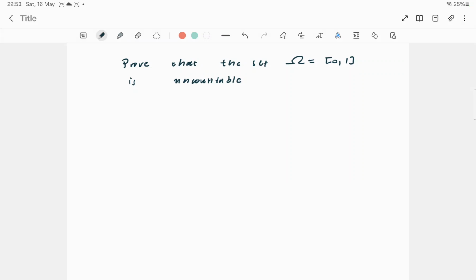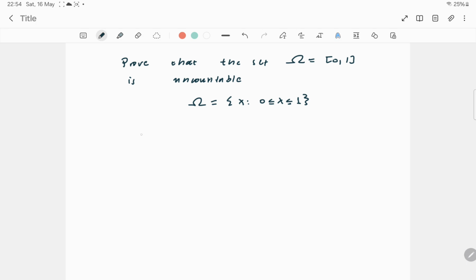This is a nice exercise in analysis. The task is the following. Prove that the set omega, which is the closed interval [0, 1], is uncountable. So omega is the set of x such that x is between 0 and 1, including the boundary values.